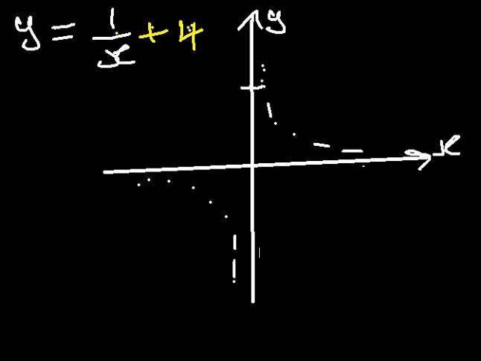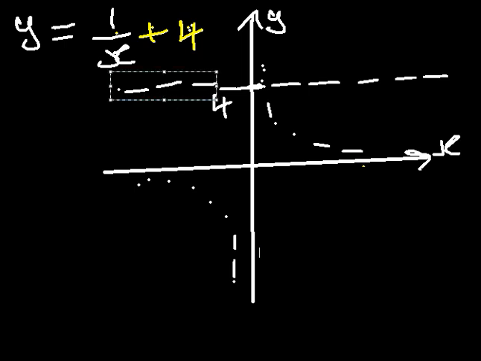Let's say this is position 4. Then I will draw a horizontal line, which can be a dotted line passing through the point. What it means is that the graph has been shifted 4 steps up. It means this graph will now be drawn like this.